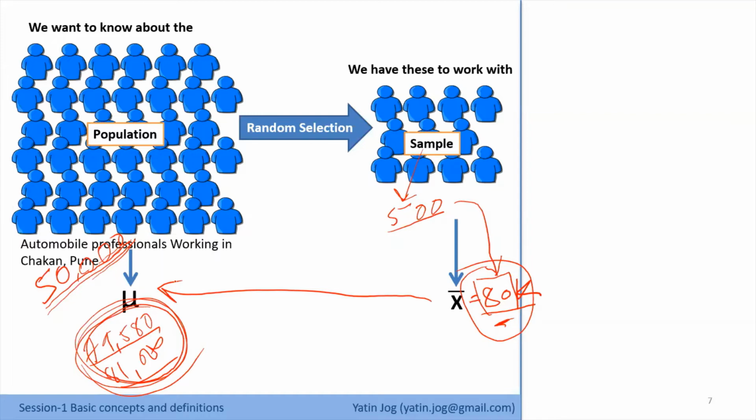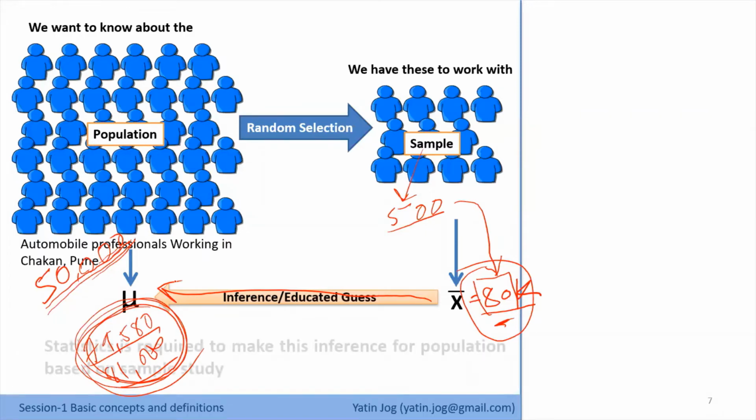So why we need statistics? The important part is we always deal with sample data, and based on sample analysis, we have to draw some conclusion about the population. So you have to infer about the population based on sample analysis. To create that inference, or educated guess, about the population, we need statistics. So that is the main reason why we need statistical analysis: to infer something about the population.